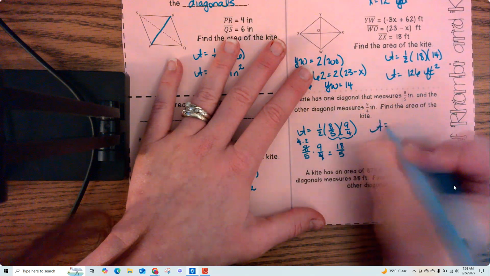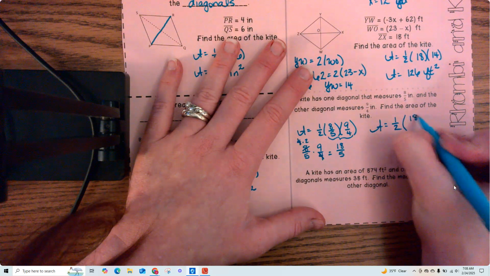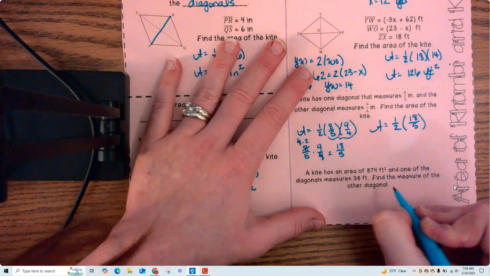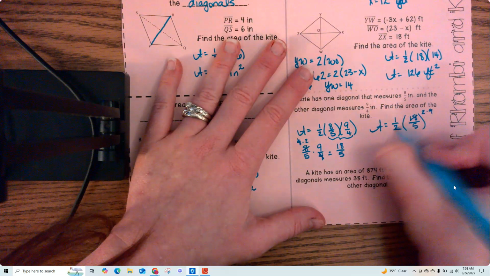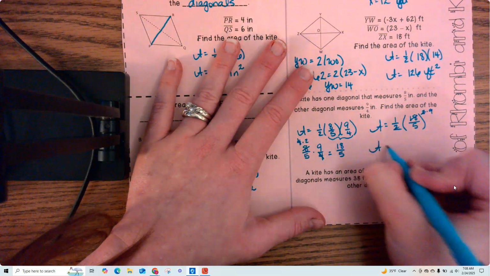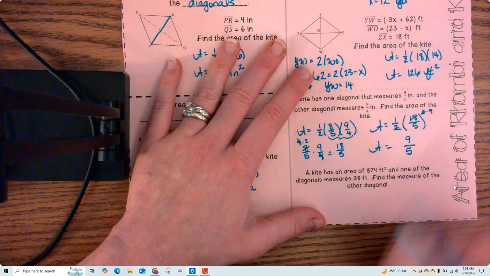So now I have area is half of 18 over 5. 18 is 2 times 9. This 2 cancels that 2. 1 times 9 is 9, with just a 5 on the bottom.